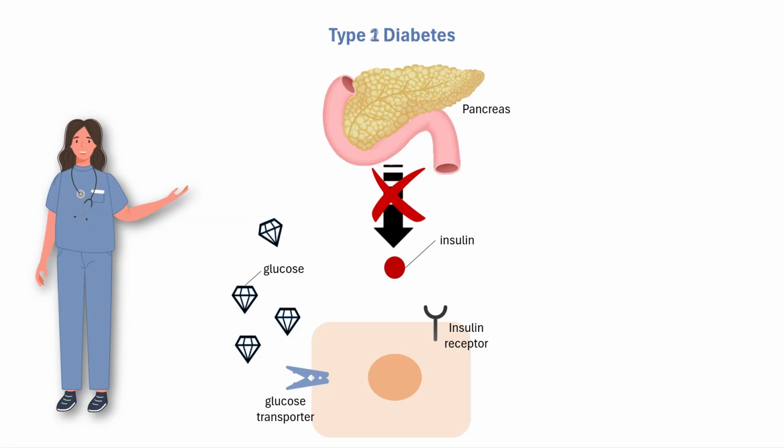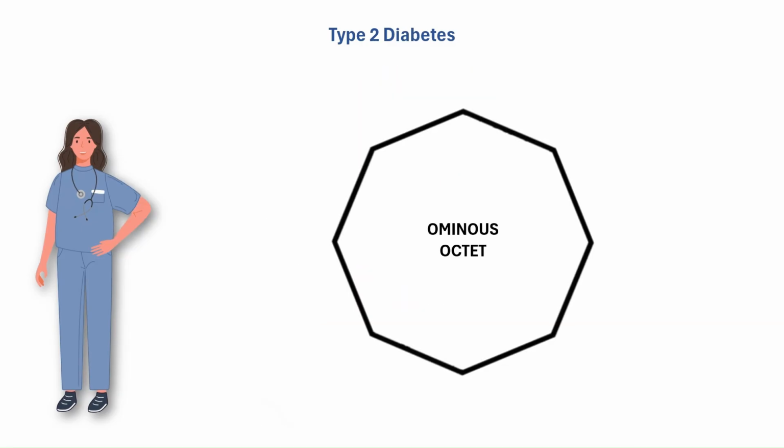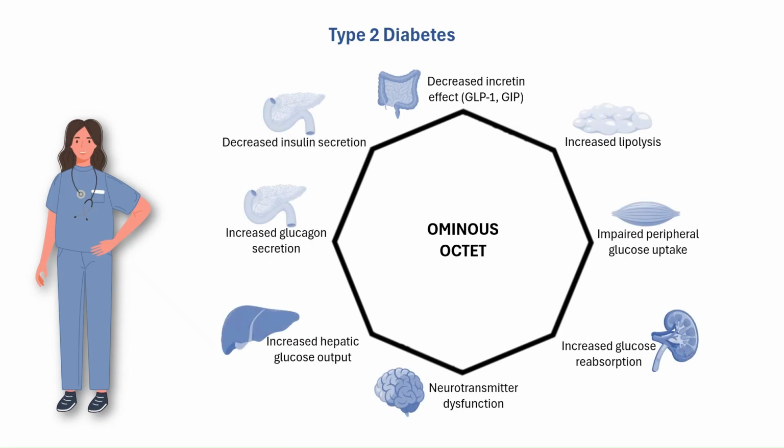Type 2 diabetes, however, tells a very different story. Here, insulin is present. Sometimes in large amounts. But the cells don't respond. The keys are there, but the locks are rusty. Muscle and liver cells resist insulin's signal. The pancreas compensates by producing more and more insulin until eventually it begins to fail. This is why type 2 diabetes isn't just an insulin problem. It's multiple organs breaking down at the same time, what we now call the ominous octet.